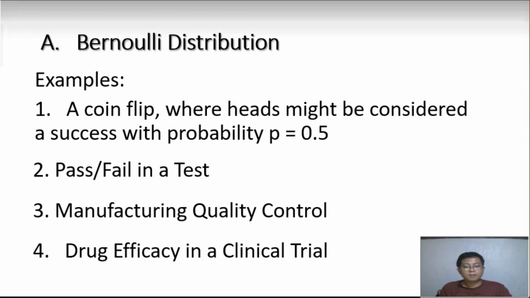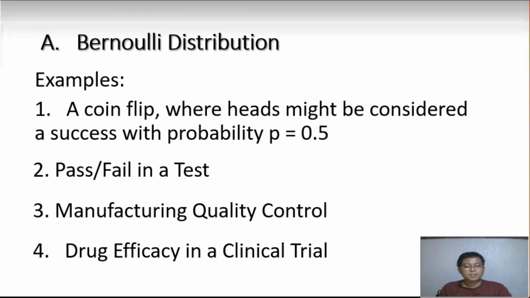Another example is in manufacturing quality control. So isn't it that in a production line, each product can either be defective or non-defective? The possible outcome is either a product passes quality control, which is success, or it is defective or does not pass the quality control, which is failure, with the probability P of being non-defective.